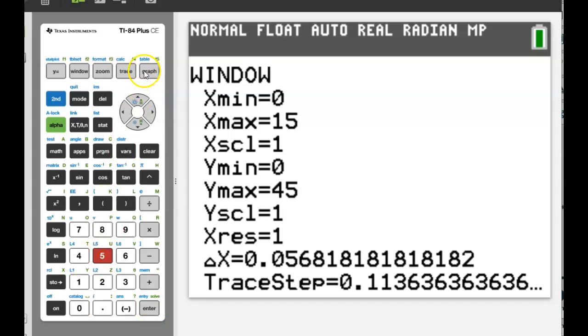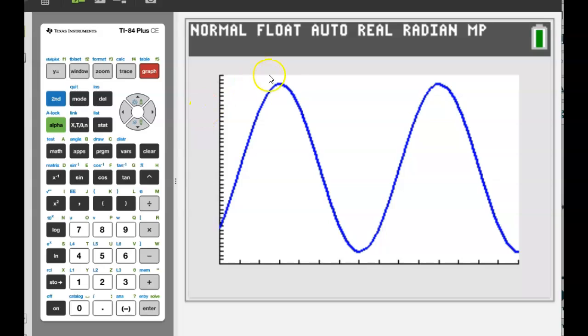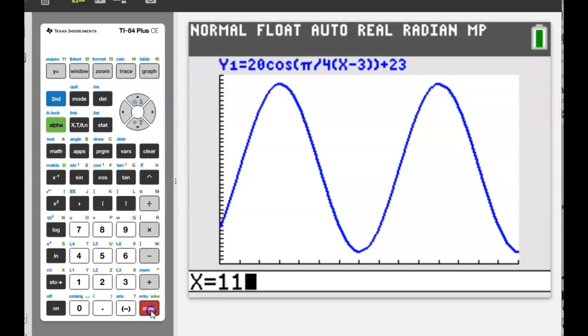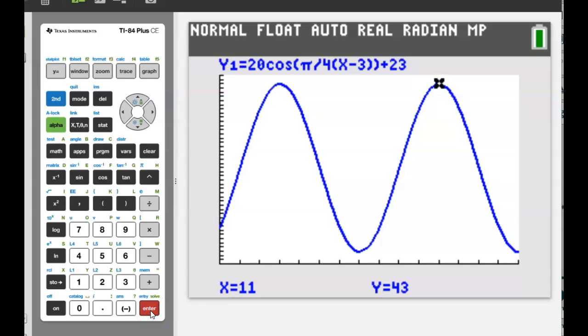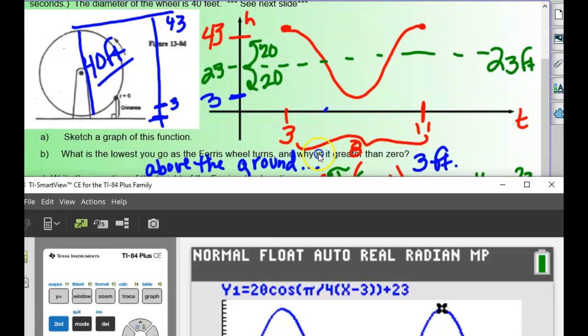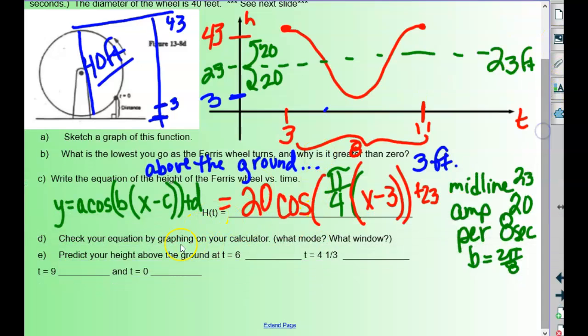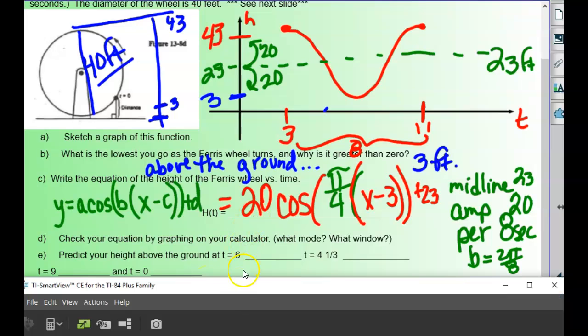Yep, perfect. Now, what do I want to check before I try to find an answer? What was an ordered pair I knew? 3, enter, is at 43. And 11, enter, is also at 43. So it seems like we're working. All right, so once you have it graphed correctly and you're confident in your equation, then you can use the graph or the table to predict these 4 right here real quick.